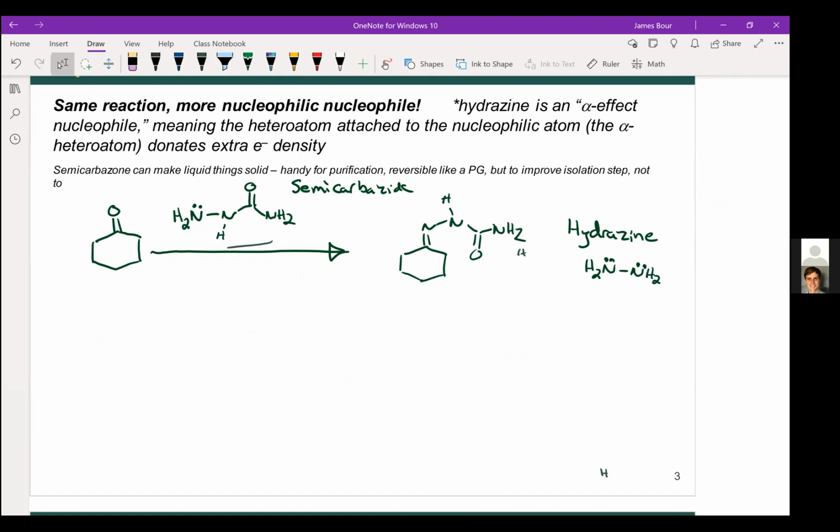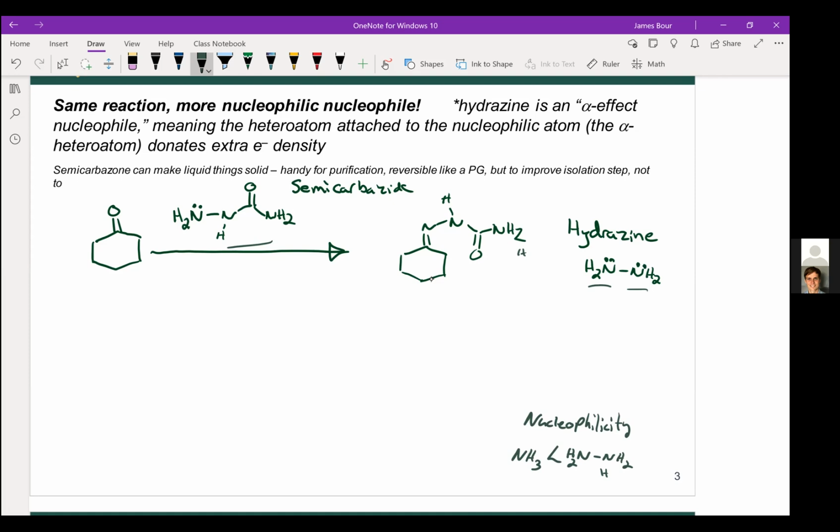This reaction is also common and, in fact, easier to do with what are called hydrazine derivatives. Hydrazines are molecules where there are two amines bonded to each other. This renders both of the amines more nucleophilic than just a regular amine. So if we rank them in their nucleophilicity, a hydrazine is more nucleophilic than an amine. This is what's called the alpha effect. And this means that the heteroatom attached to the nucleophilic atom donates extra electron density to make it more ready to attack electrophiles.